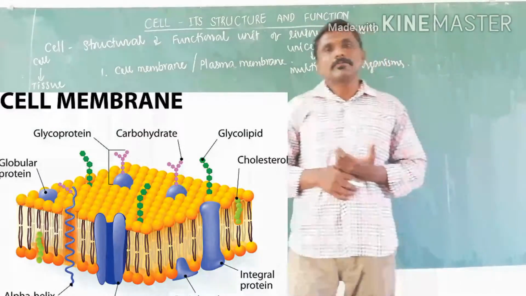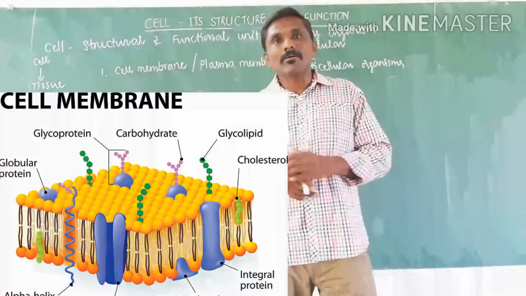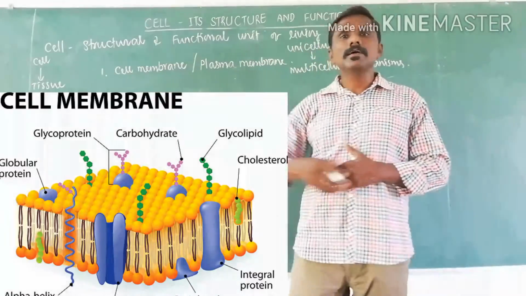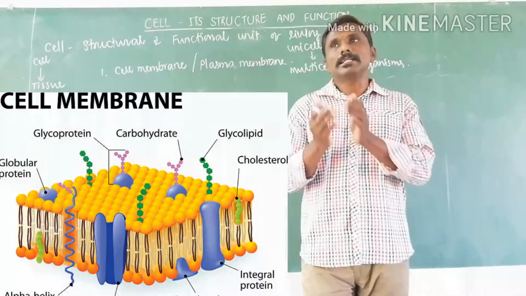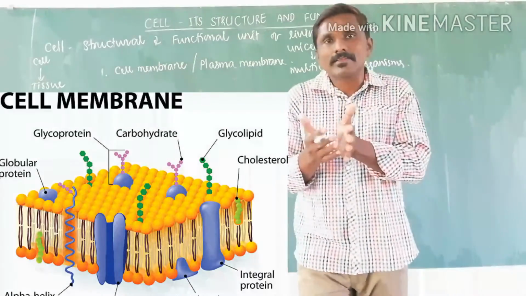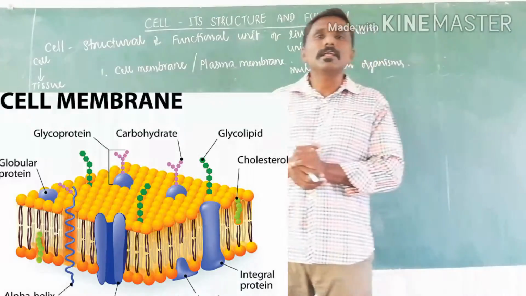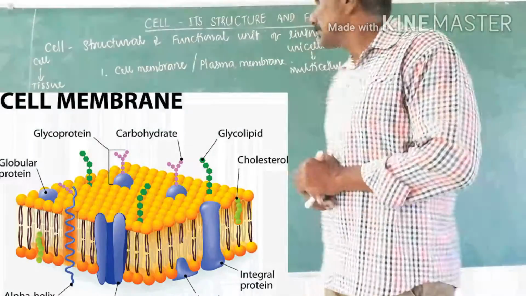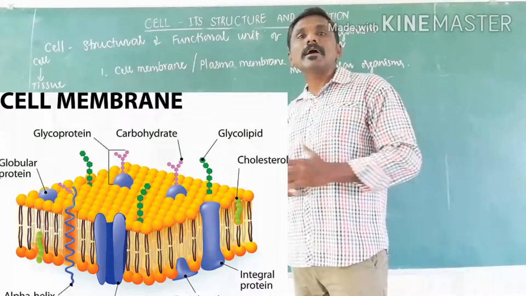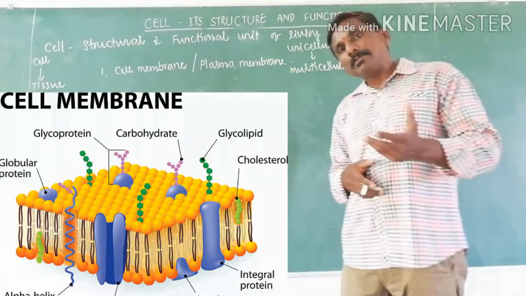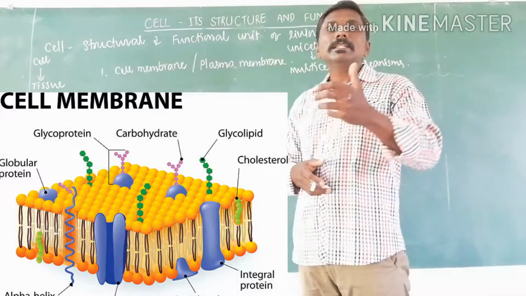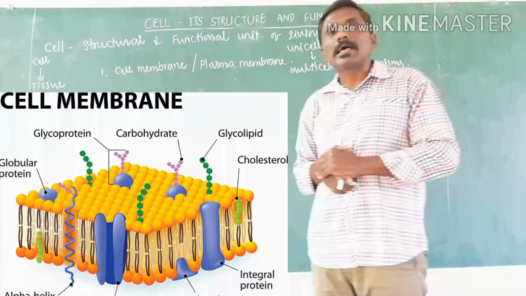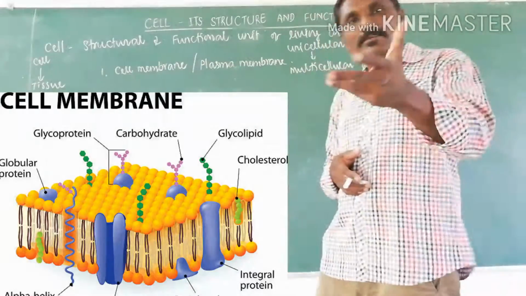Cell membrane or the plasma membrane is the outermost covering of the cell. Whether it is a plant cell or animal cell, the outer covering of the cell is called the cell membrane or the plasma membrane, and it is a passage for the entry and exit of materials to and from the cell. This plasma membrane is a boundary of the cell, whether it is plant or animal.